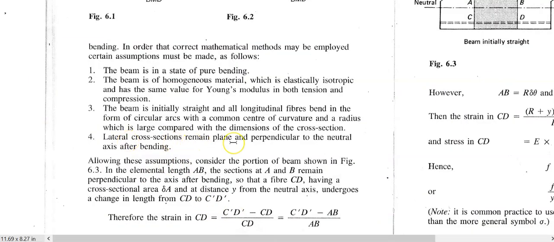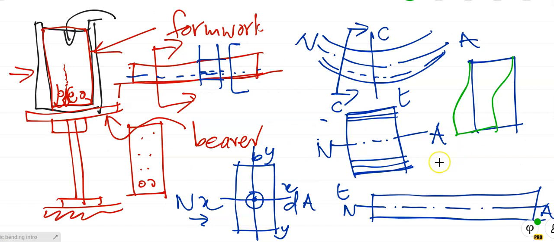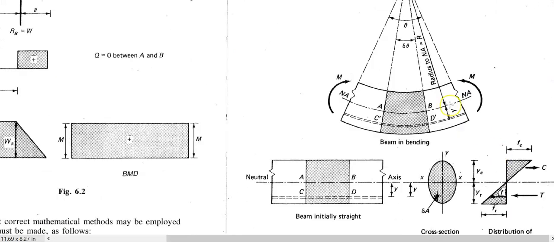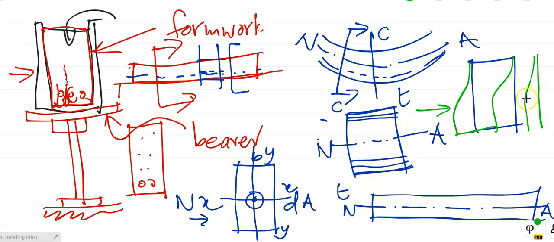Lateral cross sections remain plane and perpendicular to the neutral axis of the bending. What it also means is, if I take that plane and look at it edge on, that plane will look like a flat rectangle. It's not going to look like that. So that's what it means. We assume that it remains plane, it remains rectangular, it remains flat at right angles to bending. If I take a cut along there, it will still look rectangular like that, and not like that, and not like that. People, that's just that theory in a nutshell.